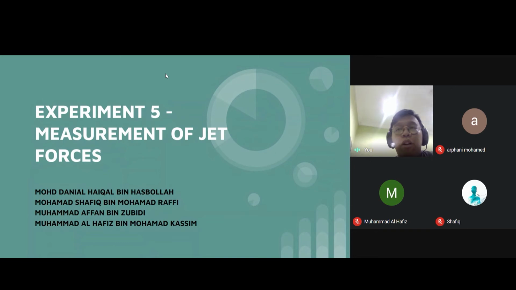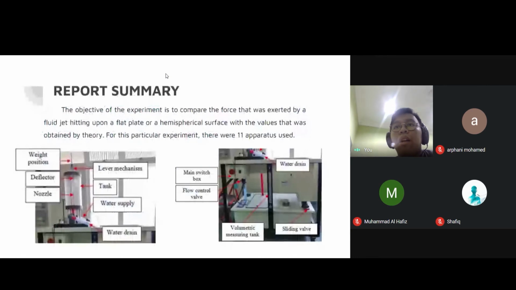Today we're going to talk about experiment number 5, measurement of jet forces. For this week, I'm the leader, and these are my group members Shafiq, Afan, and Al Hafiz. Next slide, please. First I'm going to explain the report summary.